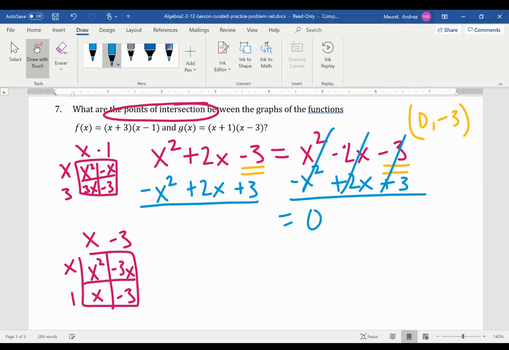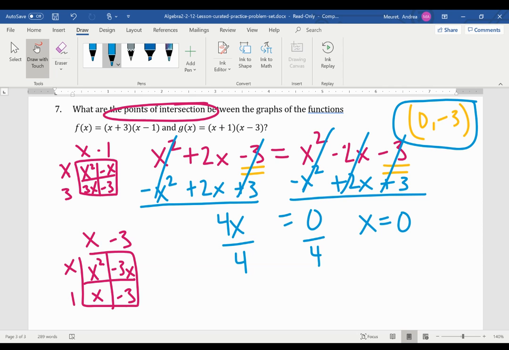And then on this side of the equation, x squared minus x squared is 0. 2x plus 2x is 4x. Negative 3 plus 3 is 0. So we're solving 4x equals 0. And we get x equals 0, which is what I initially thought. And then you can, if you want to, plug that 0 into either f of x or g of x to get the y value, just to make sure it's negative 3.